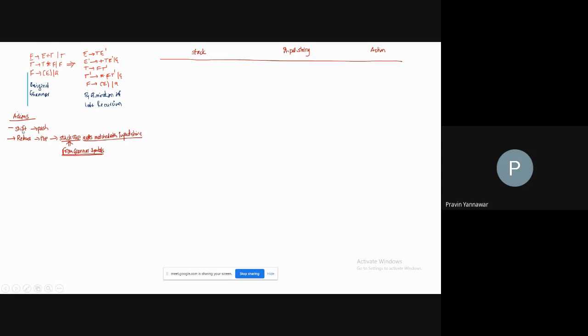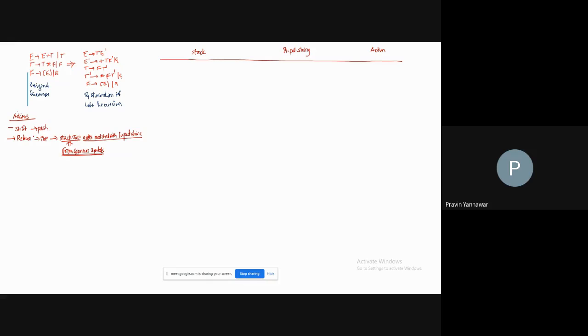We started top-down parsing, and to understand top-down parsing and how it is being implemented here. In the last lecture, we have already discussed the organization of the top-down parser. We are going for an LL1 parser here, left to right and left to right.